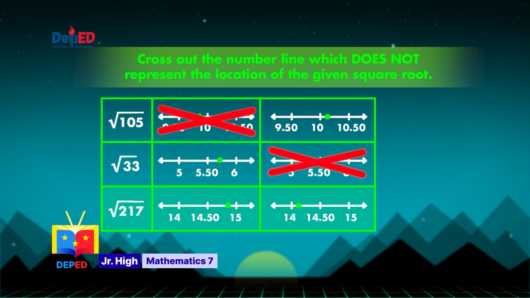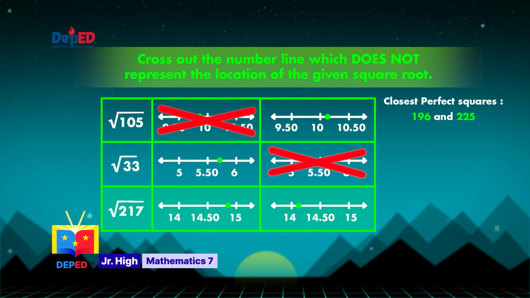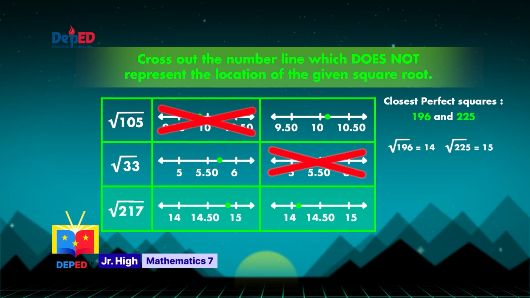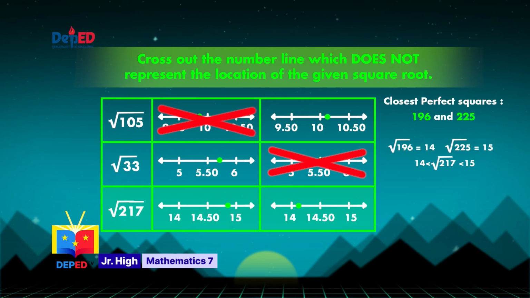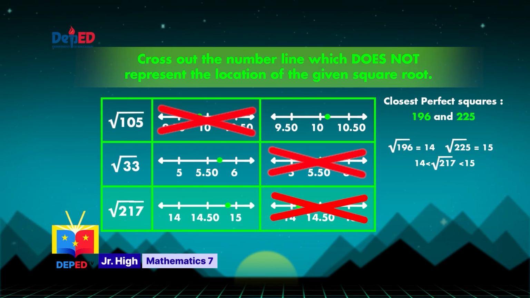Next, which of the two number lines represents the square root of 217 correctly? 217 is closest to the perfect squares 196 and 225, which has a square root of 14 and 15 respectively. 217 is closer to 225 than to 196. So the square root of 217 should be closer to 15 than to 14. The number line on the left illustrated this, so let's cross out the number line on the right. If you got this correctly, math galing!